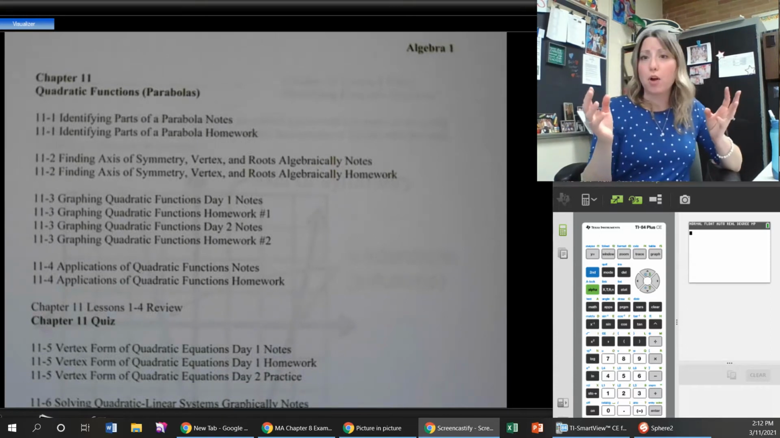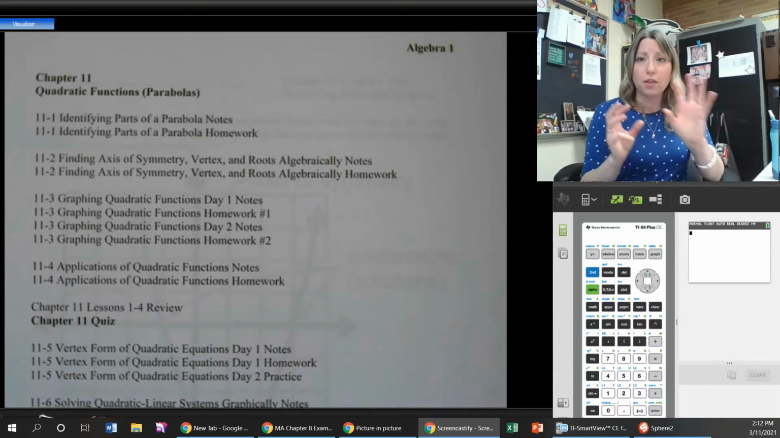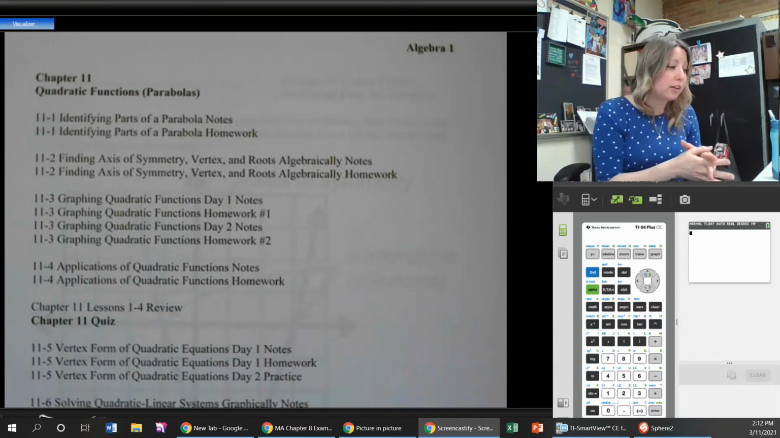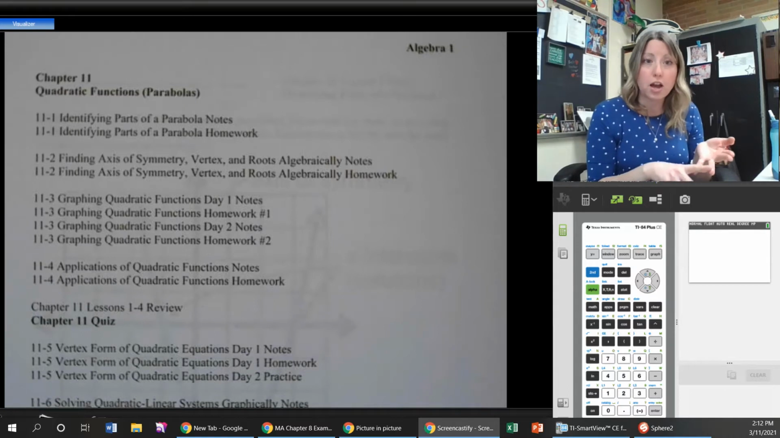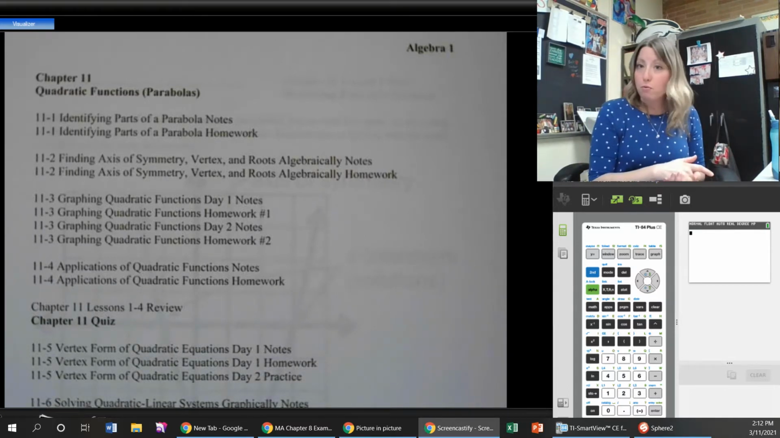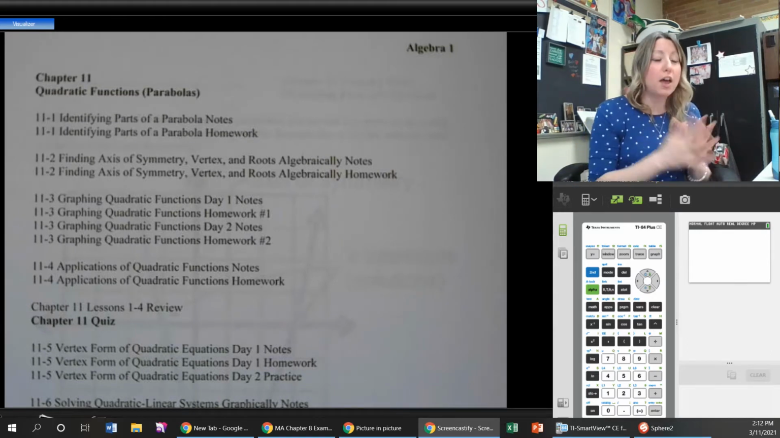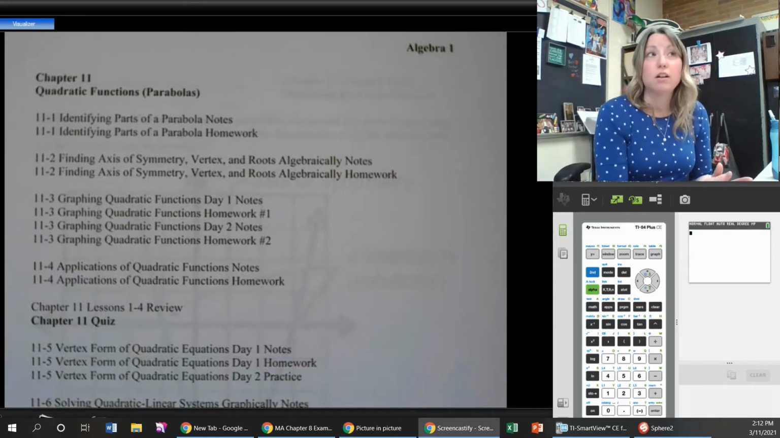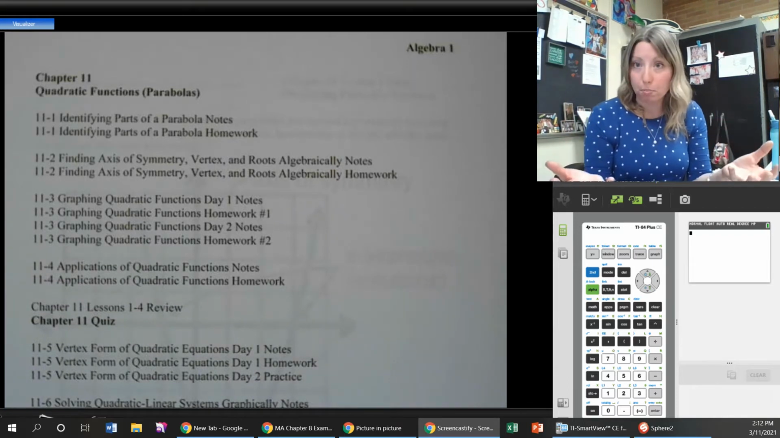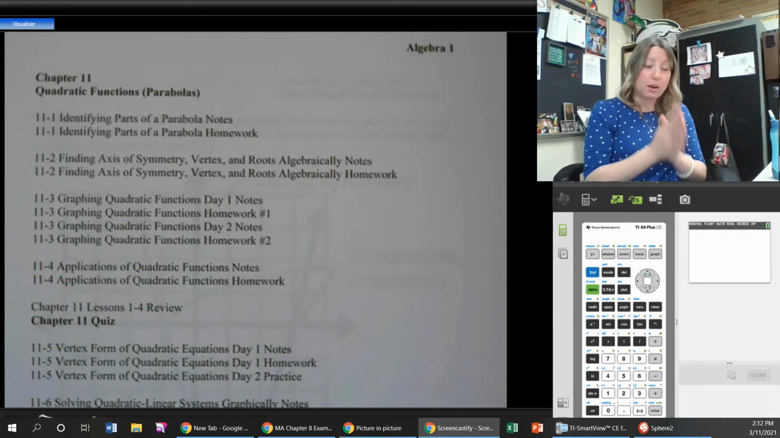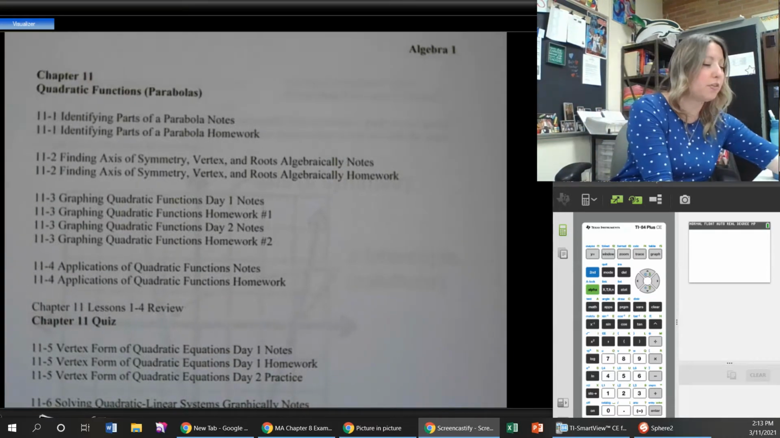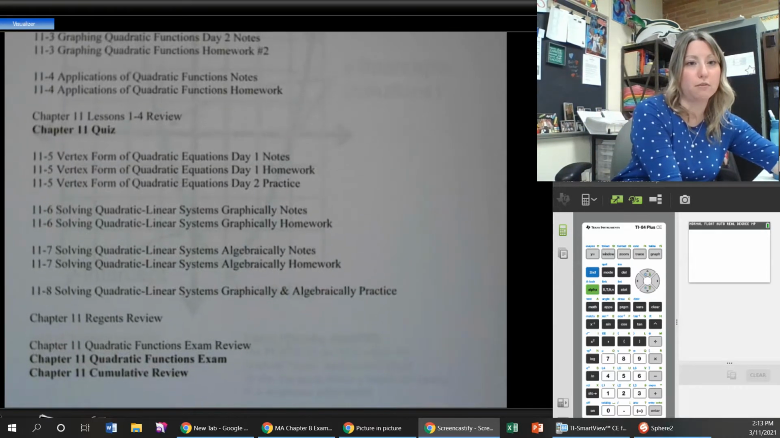So we'll be looking at parabolas and we'll call certain places on them certain names. Then we are going to find axis of symmetry, vertex, and roots algebraically. Then we're going to graph quadratic functions. Then we'll apply how we use quadratic functions in word problems. Then we'll stop, review, take our quiz for chapter 11. And then there's all this other fun stuff about quadratic functions.